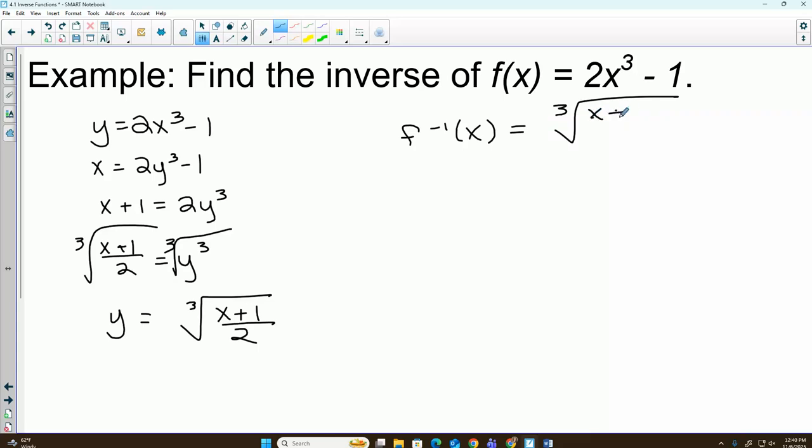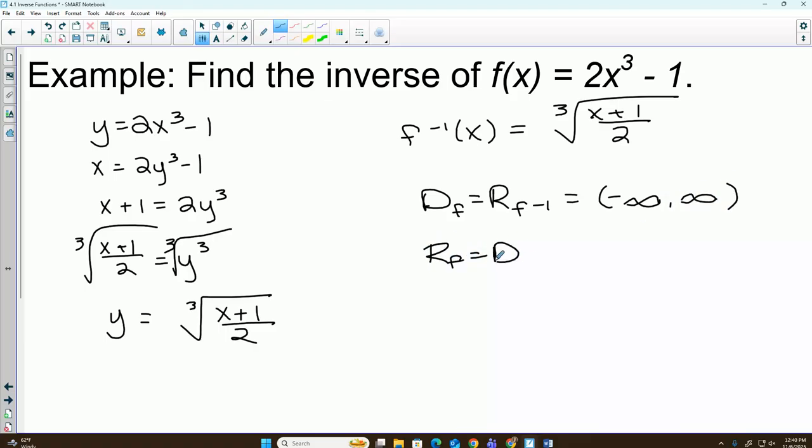I didn't ask for it, but could we do the domain and range on this one? Yeah. The domain of the function is equal to what? Range of the inverse. Looking at my original function, there's no fraction, no square root, so what's my domain? The range of the function is equal to the domain of the inverse. If I look at the inverse, we have a fraction, but does the denominator ever equal 0? No. We have a radical, but it's not an even radical, so it is also negative infinity to infinity.